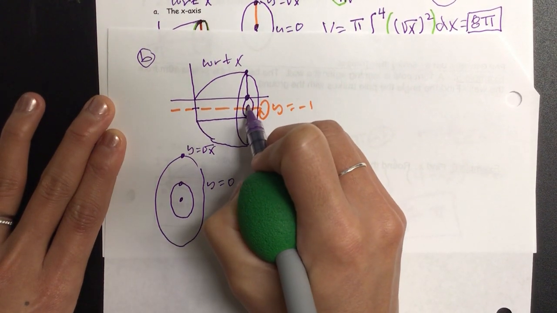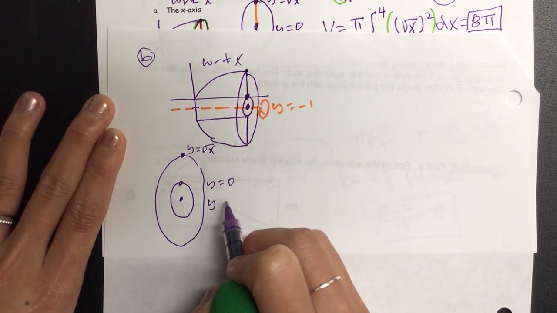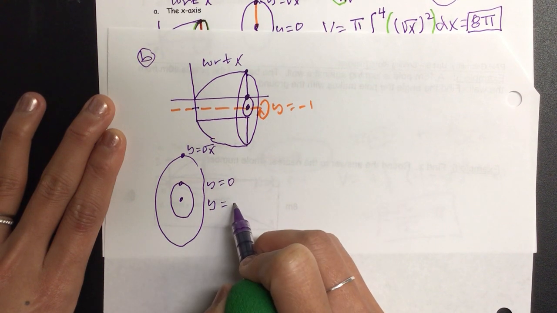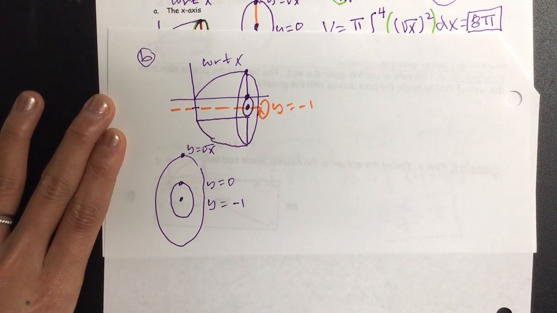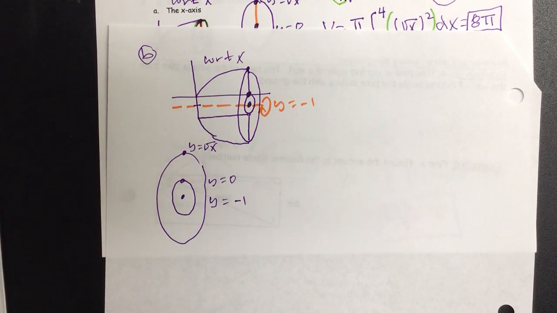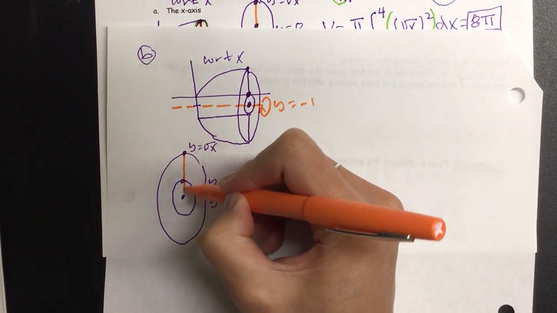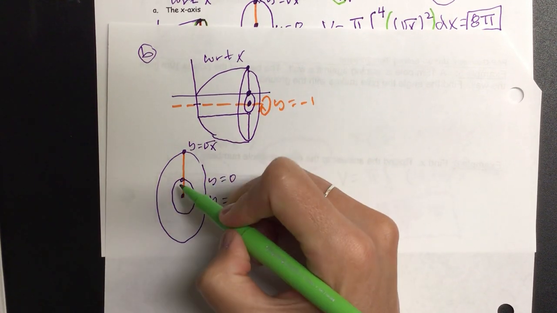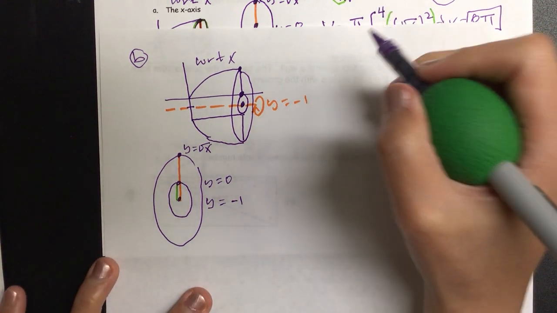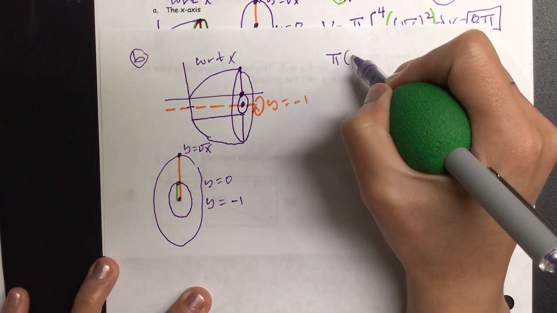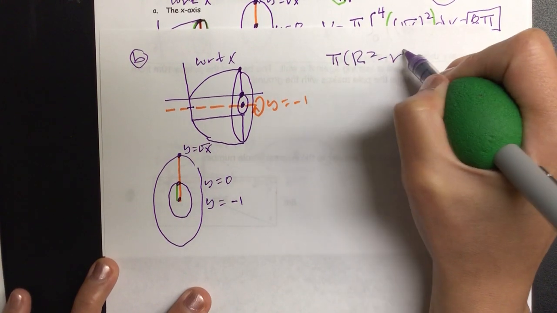Down here that we were spinning about, that was y equals how many? We were spinning about where? -1. So what I'm trying to find on this one is, what is the radius of the big one, and then what is the radius of the small one? And then we can find the volume using the revolution. For this one, we need to write out pi times big R squared minus little r squared.